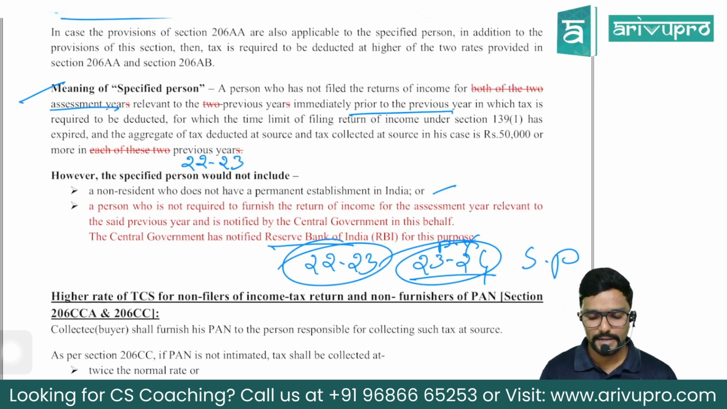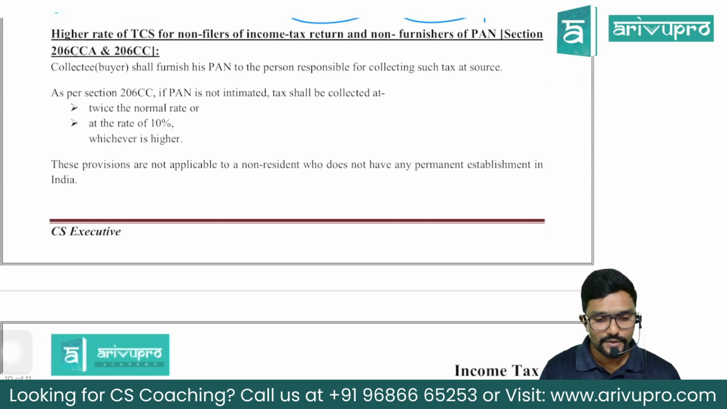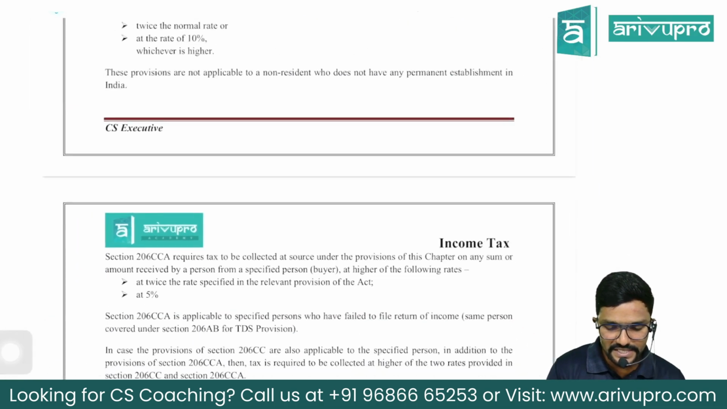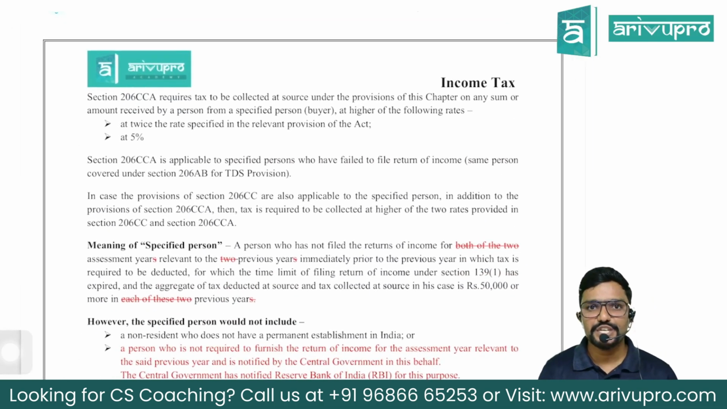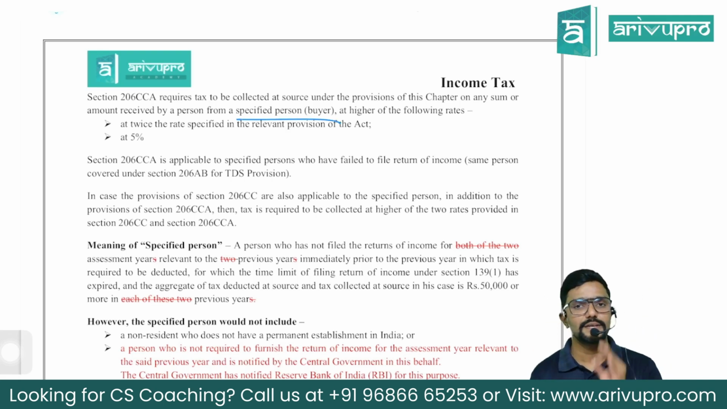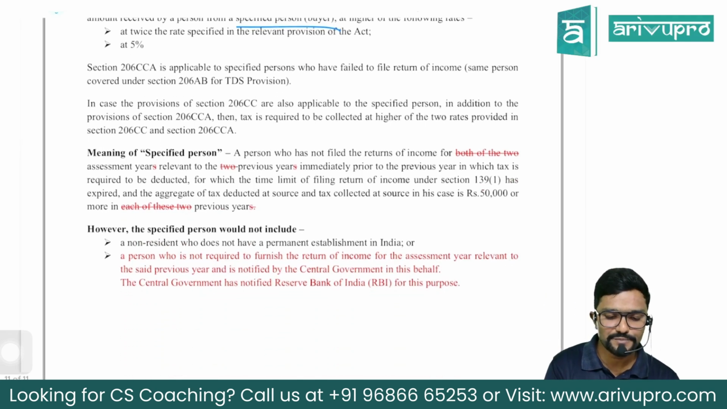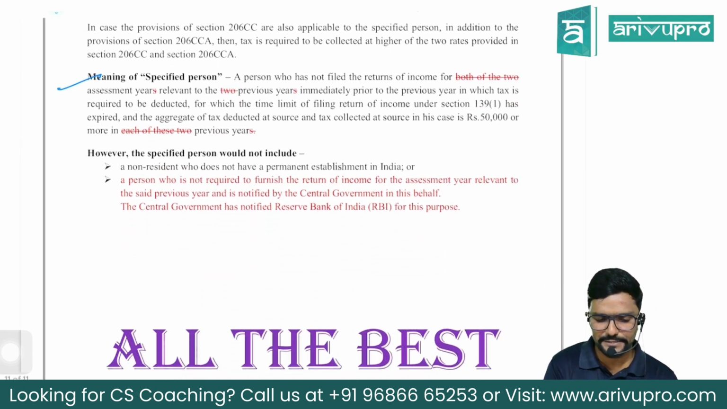Same way, the TCS provision was there, that is, section 206CCA. Section 206CCA requires tax to be collected at source on any sum or amount received by a person from a specified person. That is, if the buyer is a specified person, then TCS should be collected at either of two rates: twice the actual rate of TCS or 5%, guys. And here also specified person means the same. I will just explain it.